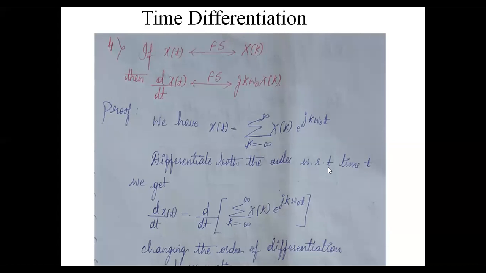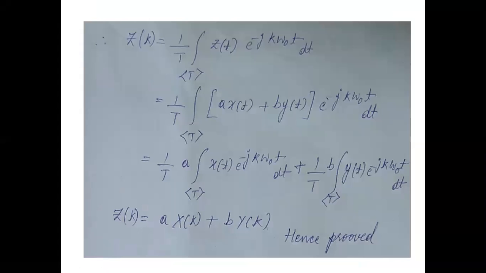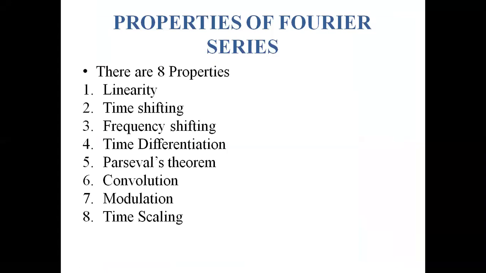Okay, today I'll start with the properties of Fourier series. There are 8 properties of Fourier series. Let me list the properties first. The first one is the linearity property.